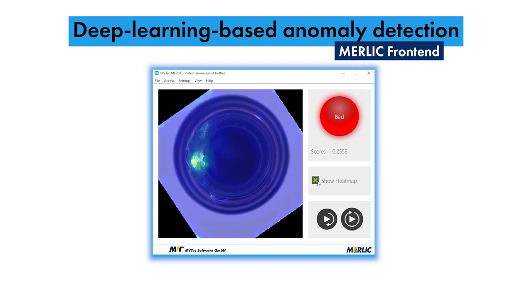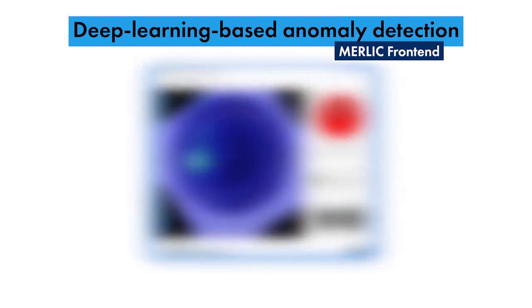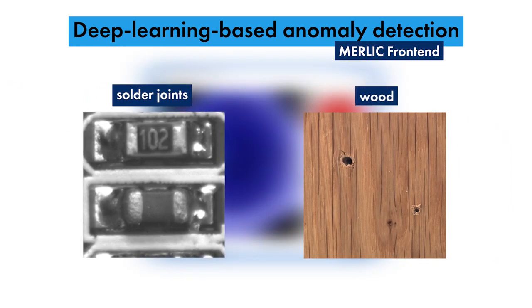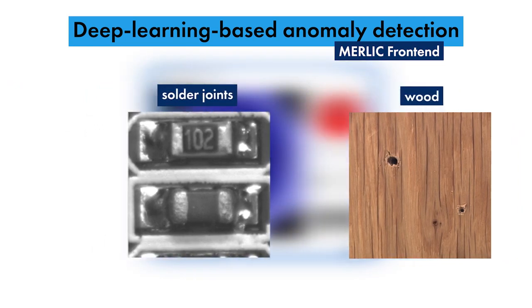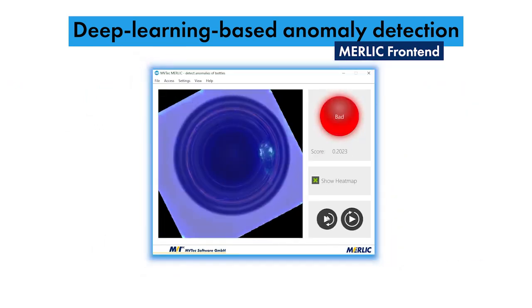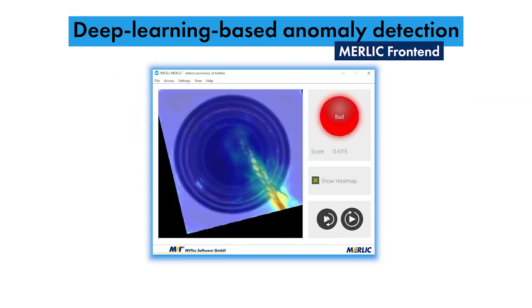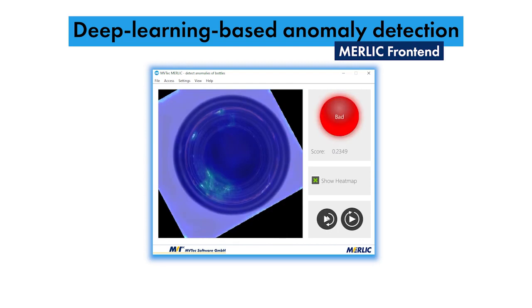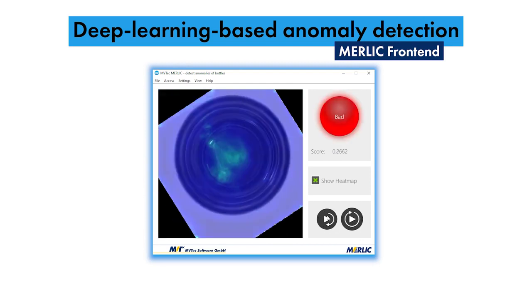The applications of anomaly detection are countless. Other examples would be the inspection of solder joints or checking for defects in wood. This concludes this video. You should now be able to navigate through the example Detect Anomalies of Bottles.mv app and adapt it according to your application.